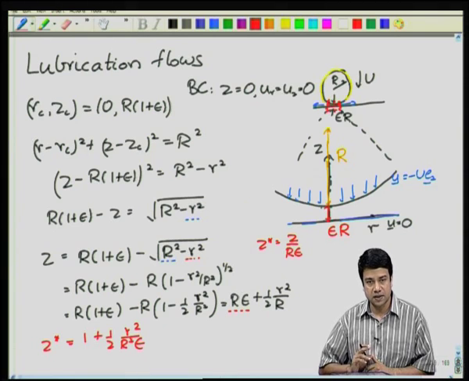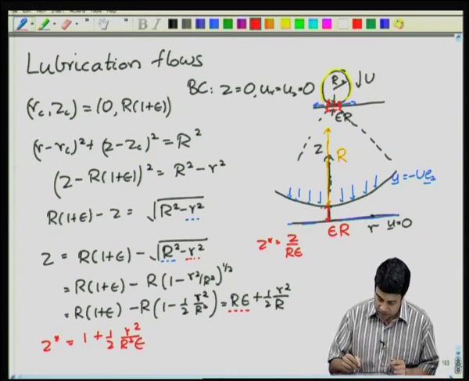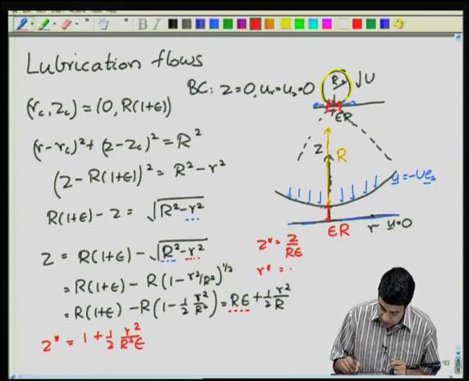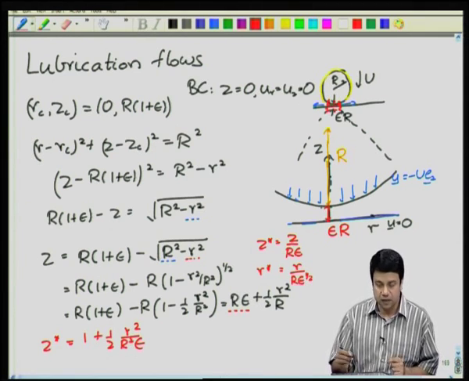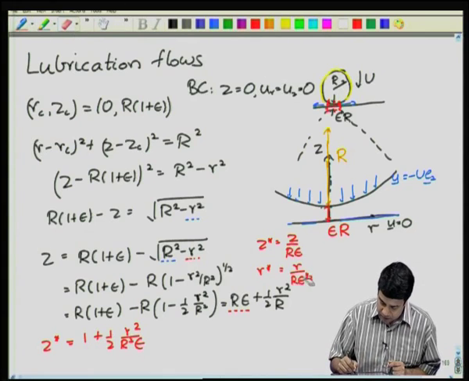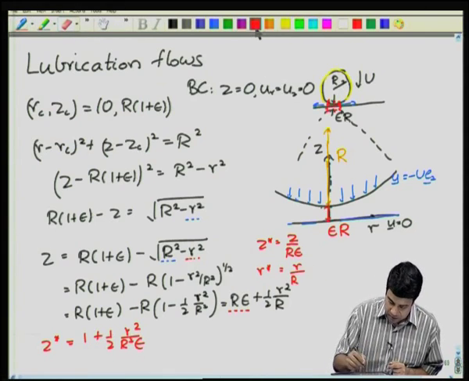As you can see, z star, the scaled z coordinate is order 1, is equal to 1 plus half r square by epsilon times capital R square. Therefore, in this thin gap region, I would expect that r square by capital R square epsilon is also order 1. So, that provides me a scaled radius, okay. R star is equal to r by capital R epsilon power half.